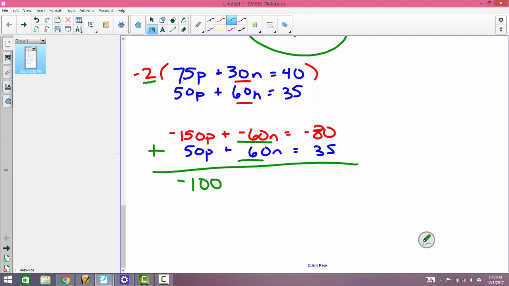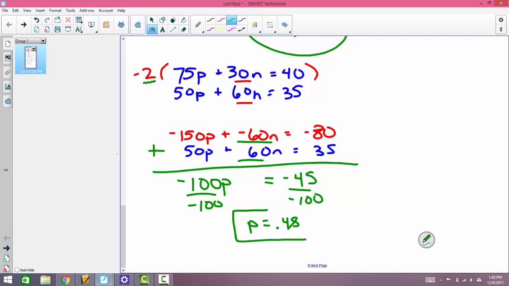So when you add the p's, you get a negative 100p, the n's cancel, and 35 plus negative 85 is negative 45. So we're going to divide by negative 100, and p is equal to 45 over 100, which is 0.45, or you could reduce the fraction. 45 over 100, oh my, 5 goes into both of those, so that's 9 over 20. Either way is wonderful.